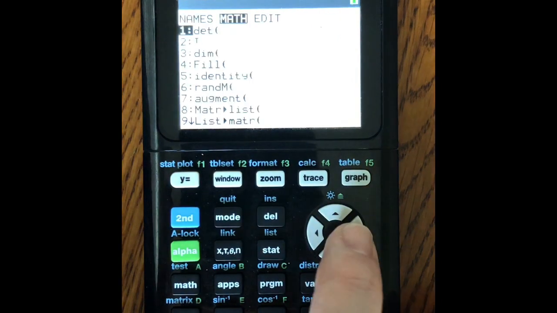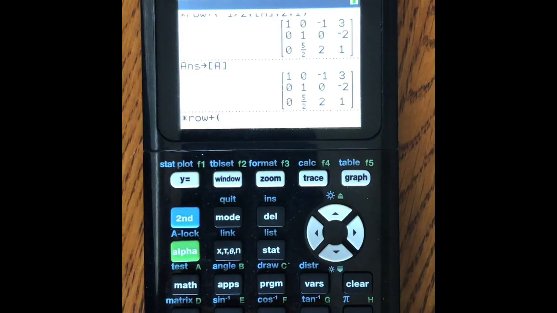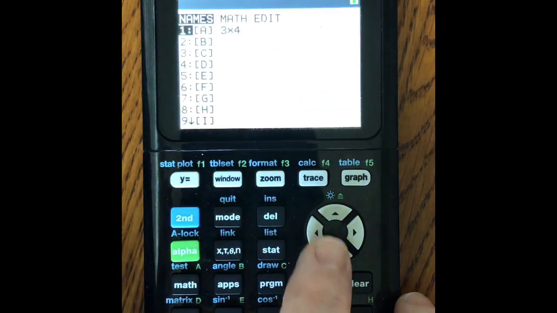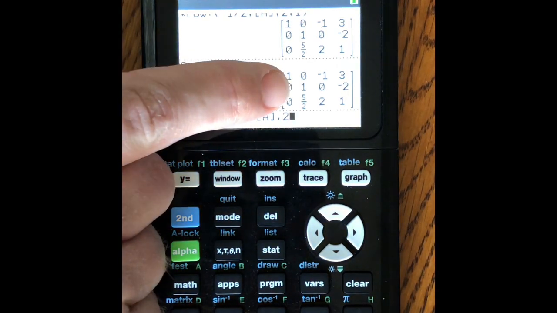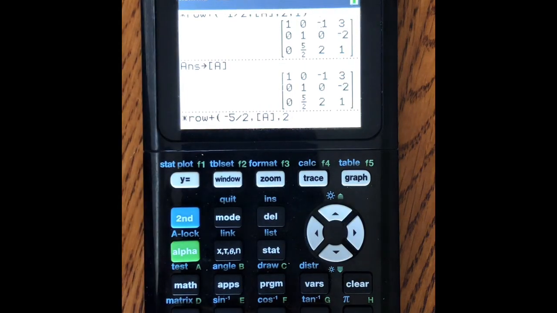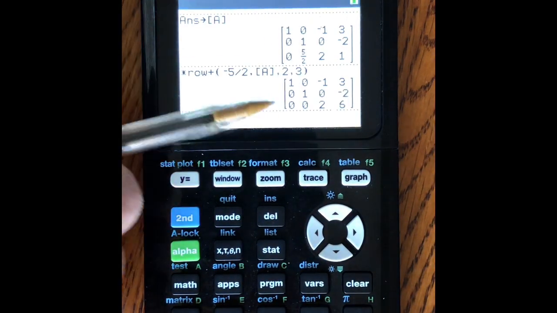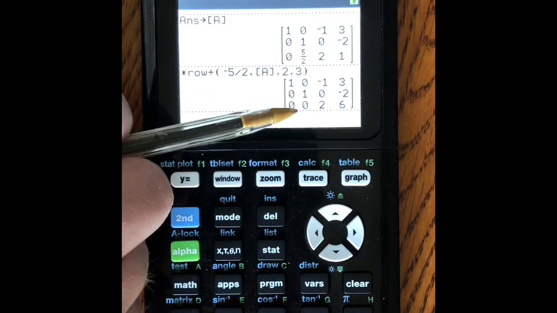Go to your matrix menu, math, times row plus. Put in the multiplier. In this case, it's negative 5/2. The matrix we're working on is A. We're multiplying negative 5/2 through what row? Row 2, because 2 contains your 1 right there. And the row that's changing is row 3. Lock that in.